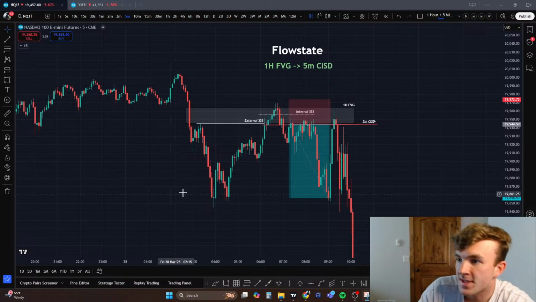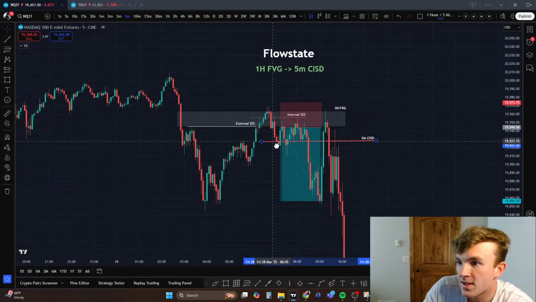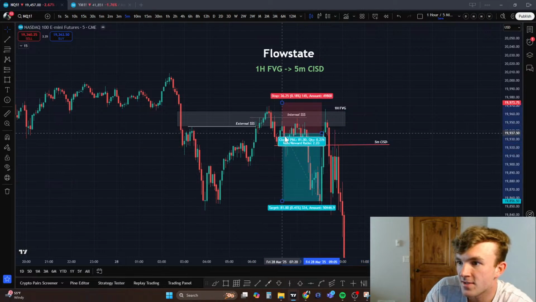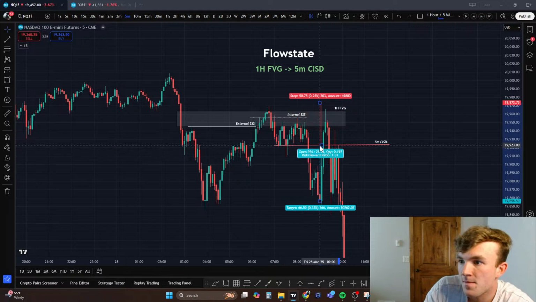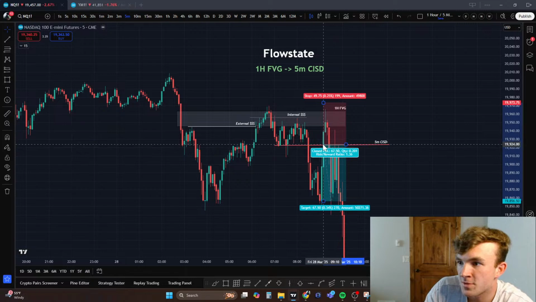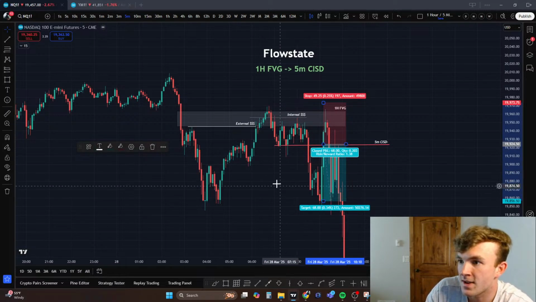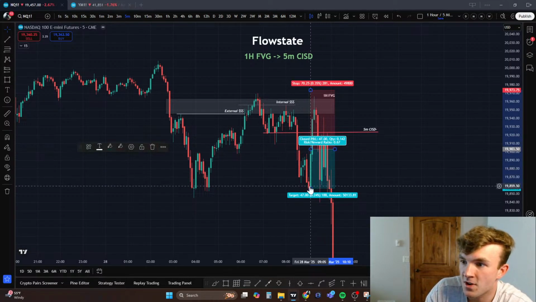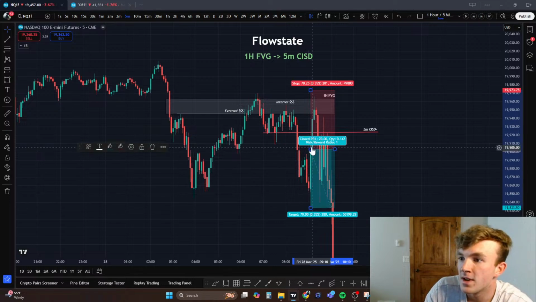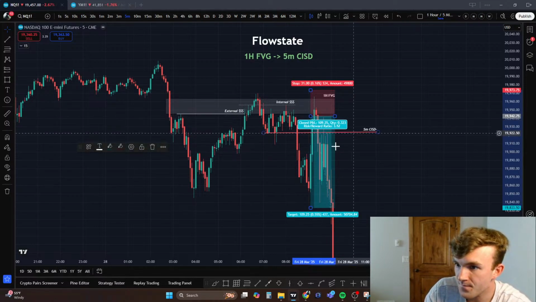Okay, let's take a look at some more. That one was pretty nice. You could have taken this change state delivery too, but your RR would just be a lot worse. And if you're fine with that, then that's fine, I guess. And same thing, you could have taken this one as well, but once again, your RR is going to be terrible. So how good of RR do you want? This is a lot better RR.